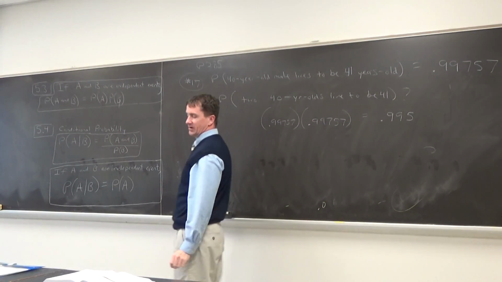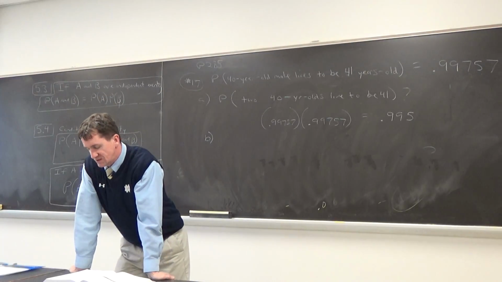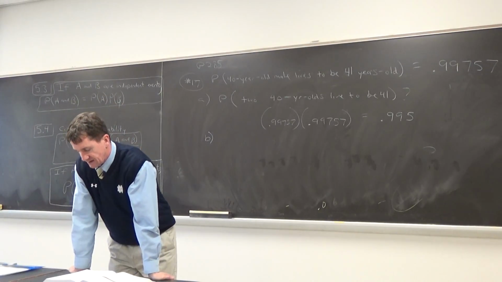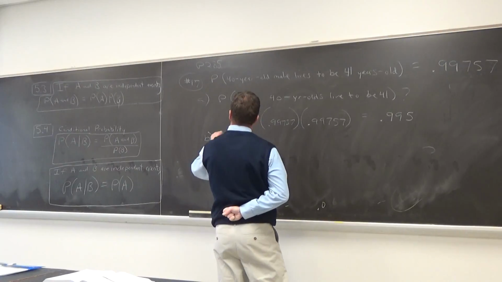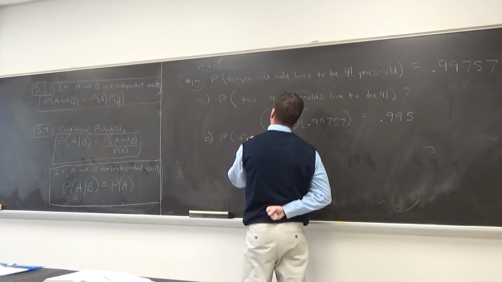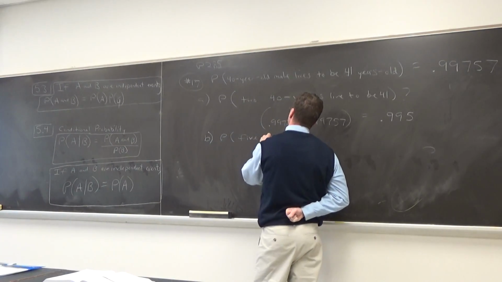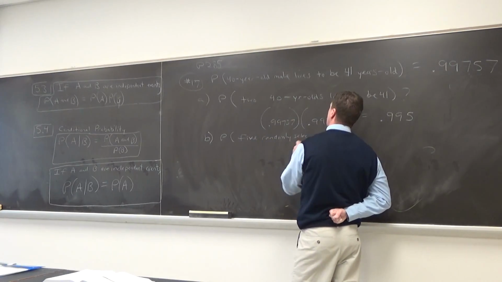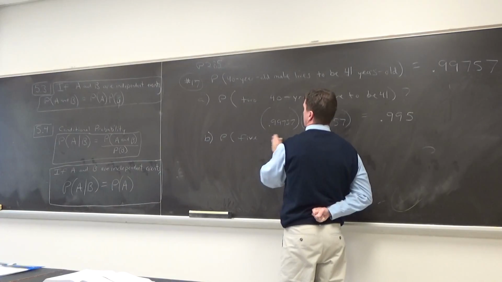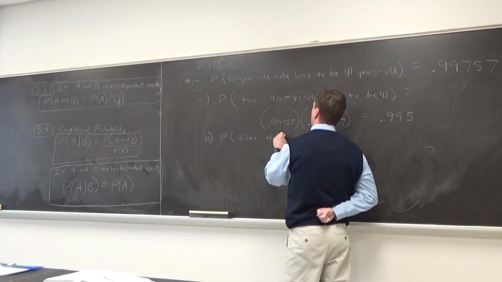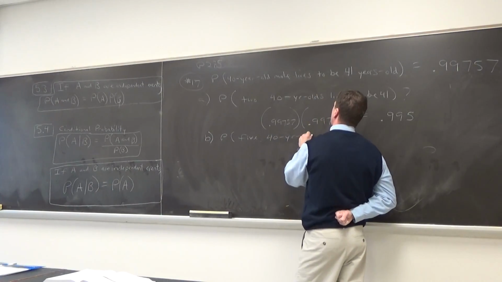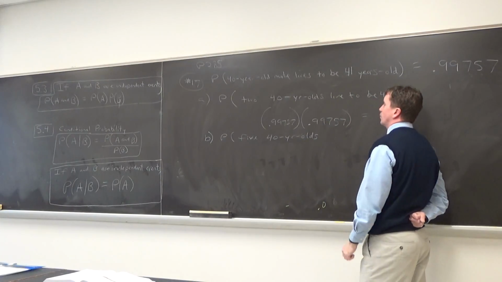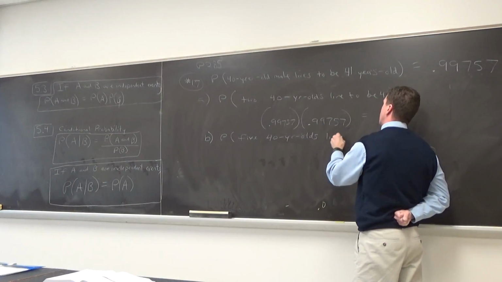Now on B, I want to go, what about 5? What's the probability that 5 randomly selected 40-year-old males, 5 randomly selected, so they're all randomly selected. I won't write that. 5 40-year-old males, 5 40-year-olds live to be 41.